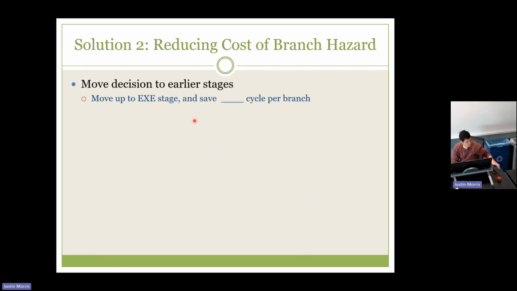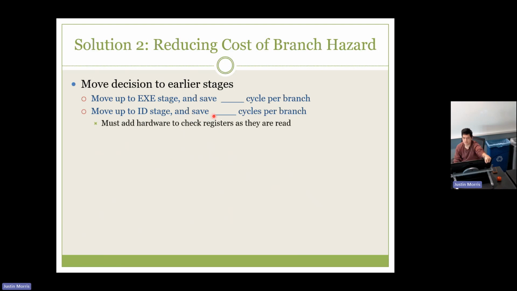So the second solution is reducing the cost of the branching hazard. We can reduce this cost by moving the decision to earlier stages. If we move our branching decision from memory to the execute stage, we save how many cycles per branch? Currently, we need to stall 3. If we move it up from memory to execute, how many do we need to stall? 2. So we save 1. If we move it to the decode stage, we save 2, right?